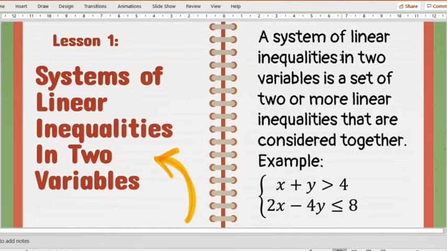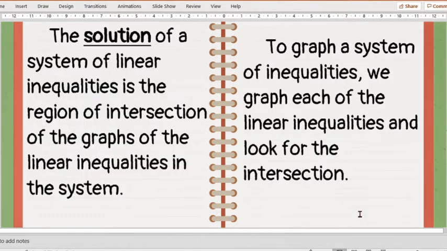When we say a system of linear inequalities in two variables, this is a set of two or more linear inequalities that are considered together. It is just like linear inequalities, but it is called a system because there are two linear inequalities together. Here is an example: x plus y greater than 4 and 2x minus 4y less than or equal to 8.